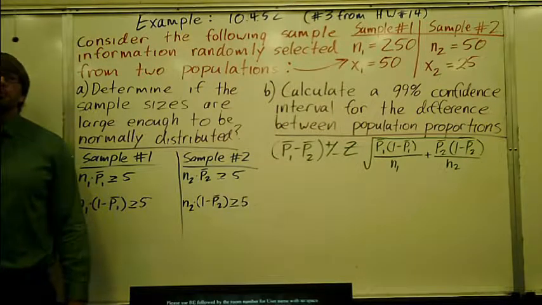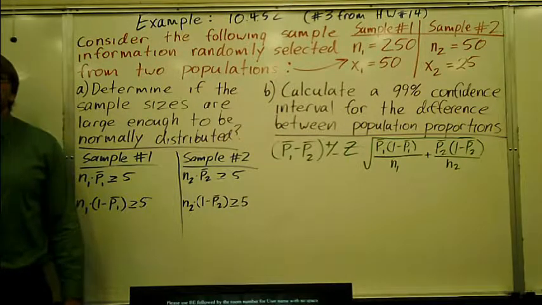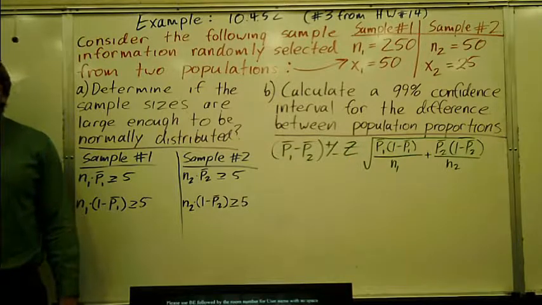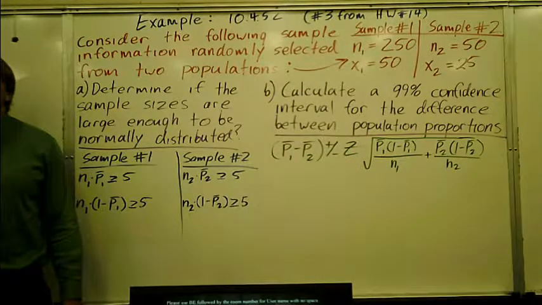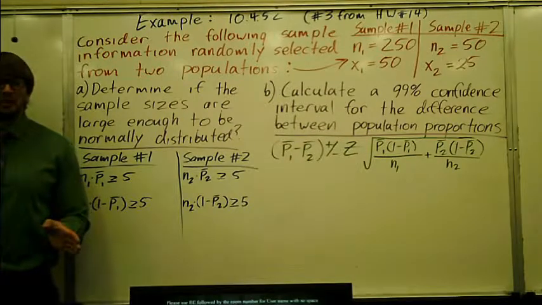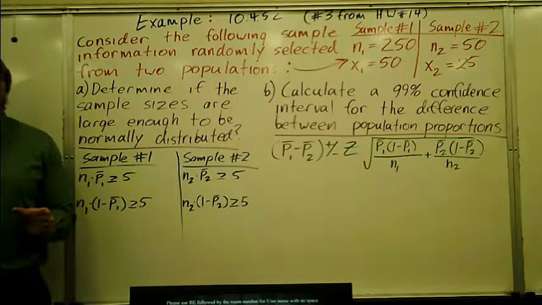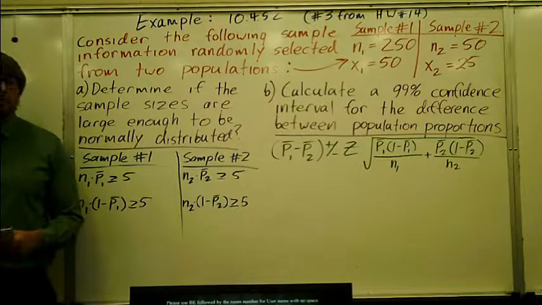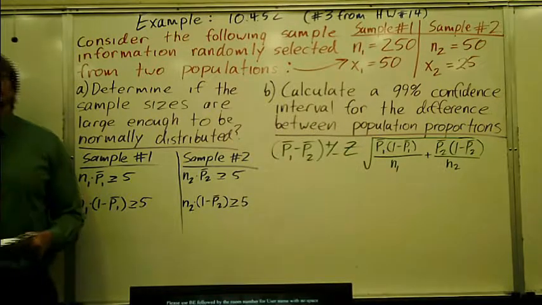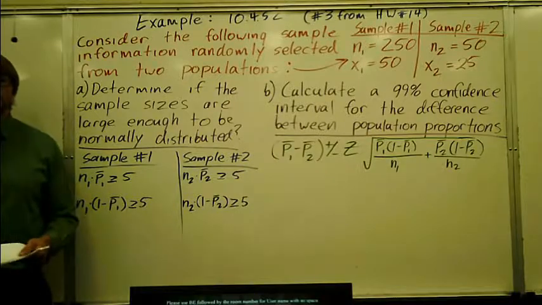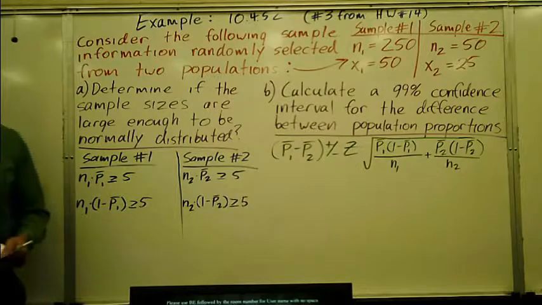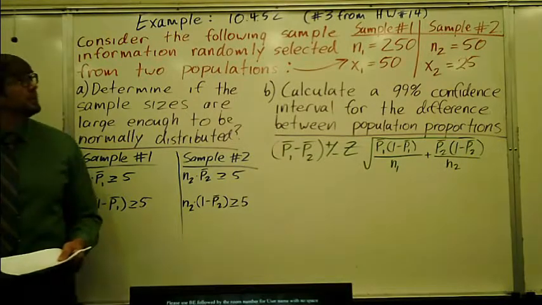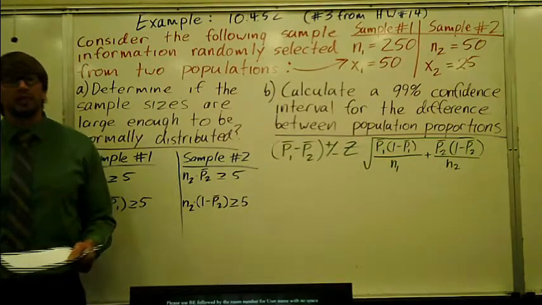Alright, let's go ahead and move on over to chapter 10.4. In 10.4, we're going to start talking about population proportions now. Both calculating a confidence interval for the difference between population proportions and testing hypotheses based on the difference between population proportions. So let's check out an example here, 10.4.52, which is number 3 from your 14th homework assignment.